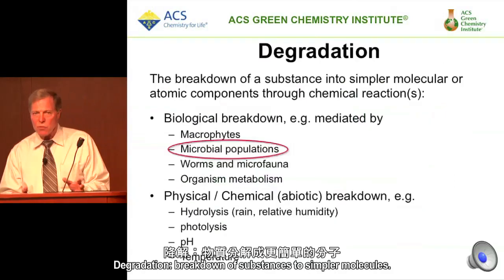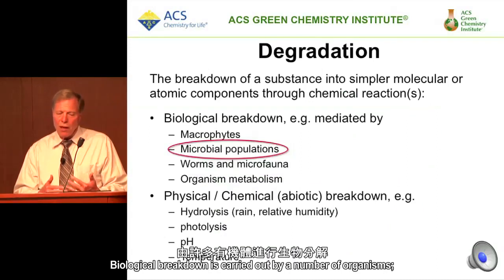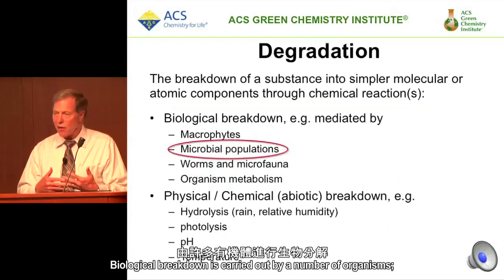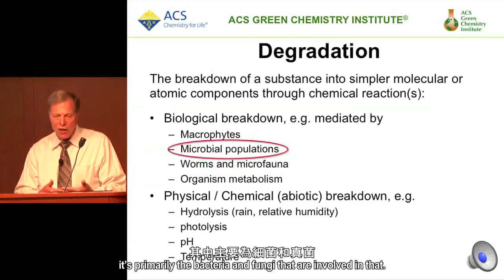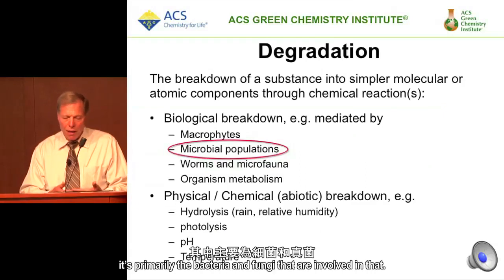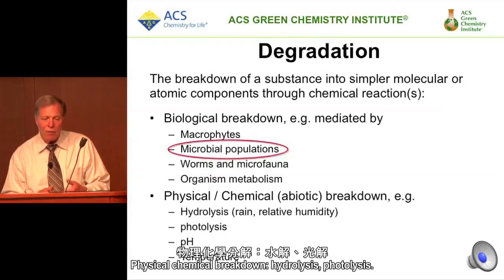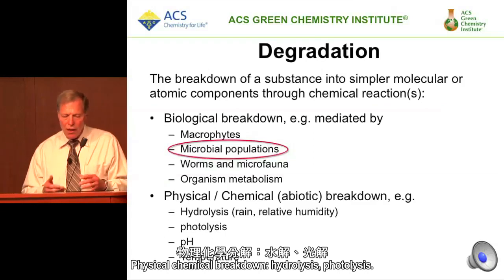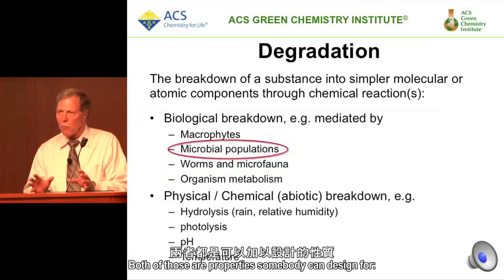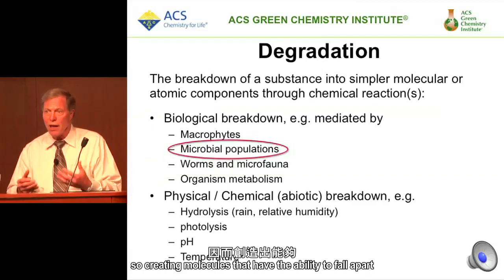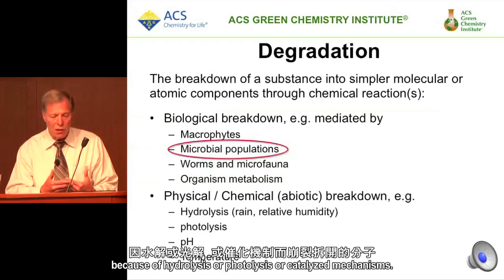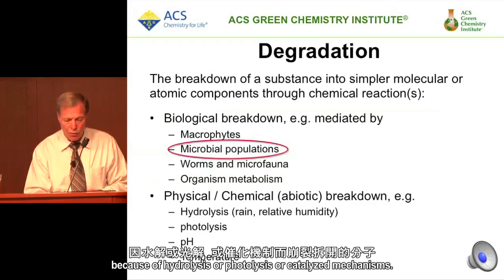Degradation is the breakdown of substances to simpler molecules. Biological breakdown is carried out by a number of organisms. It's primarily the bacteria and the fungi that are involved in that. Physical chemical breakdown, hydrolysis and photolysis, both of those are properties somebody can design for. So that means creating molecules that have the ability to fall apart because of hydrolysis or photolysis catalyzed mechanisms.